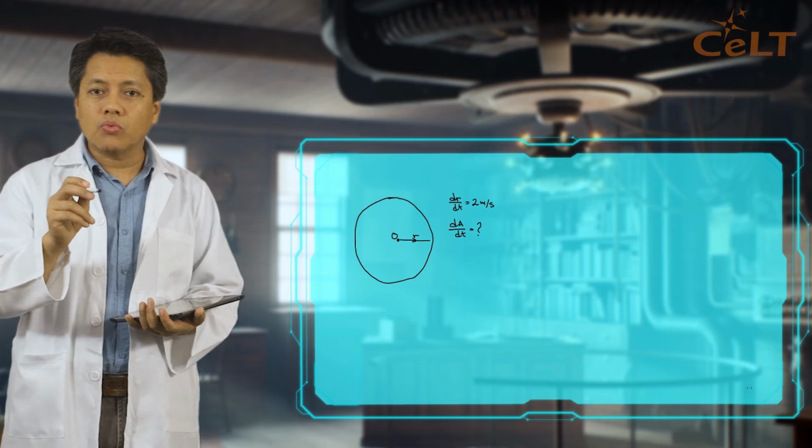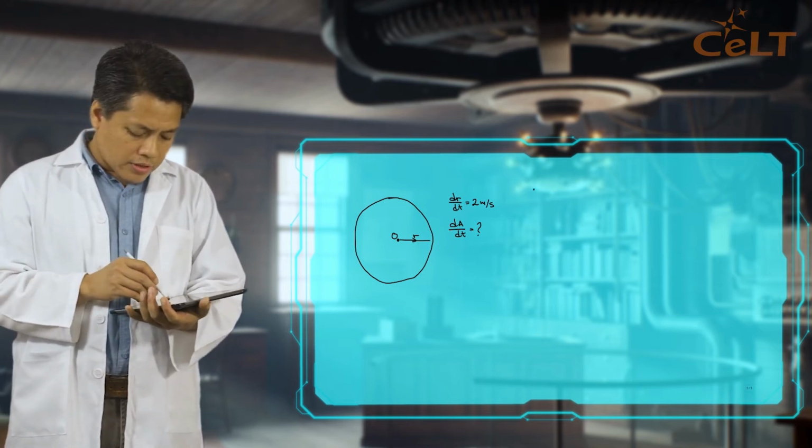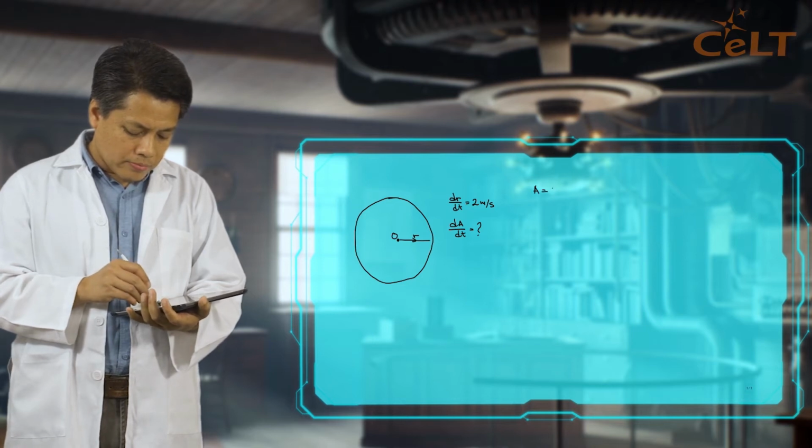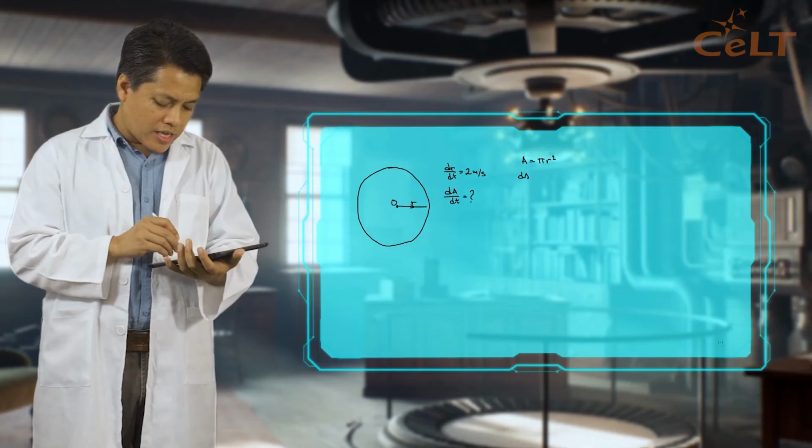We begin with the formula of the area of a circle. The area of a circle A is equal to pi r squared. And I surely hope that you remember the area of a circle. Well, do you? Alright, from this formula, we can figure out dA over dr.